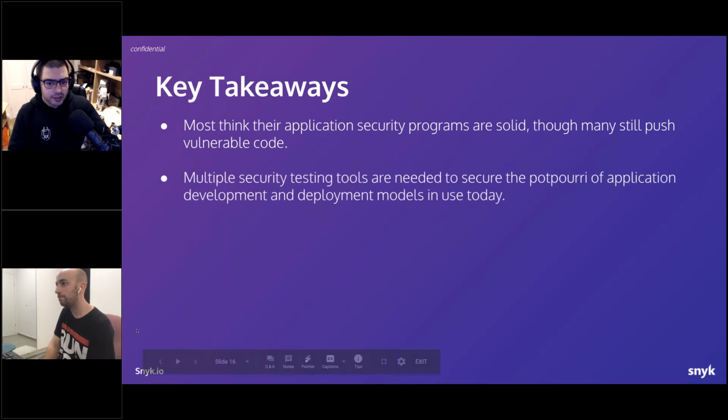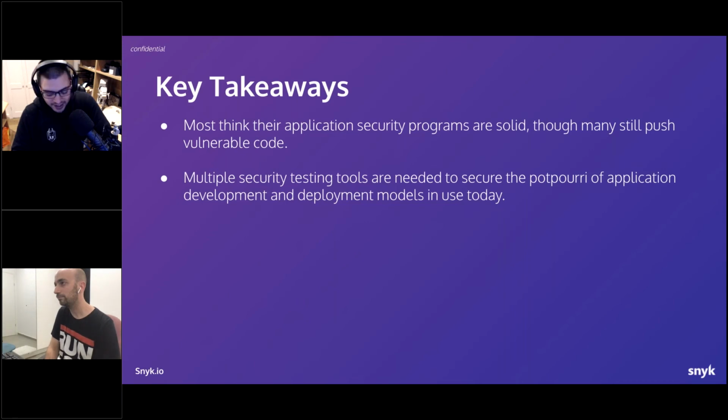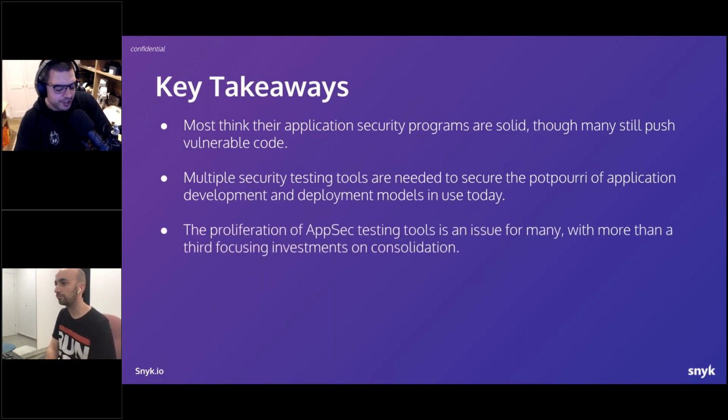Next key takeaway: multiple security tools are needed to secure the porosity of application development and deployment models in use today. And I think this is one thing which is there are a lot of security companies around these days, all providing various tools. Many of them providing the right tool for the right job. So you get lots of different tools in and around SCA and SAST and container security testing and things like that. So a lot of people adopting multiple security tools. And the next point is very interesting on this as well, which is the proliferation of AppSec security testing tools. So AppSec testing tools is an issue for many. So people aren't necessarily comfortable with the amount of vendors or the amount of tools they have, with more than a third focusing on investments of consolidation.